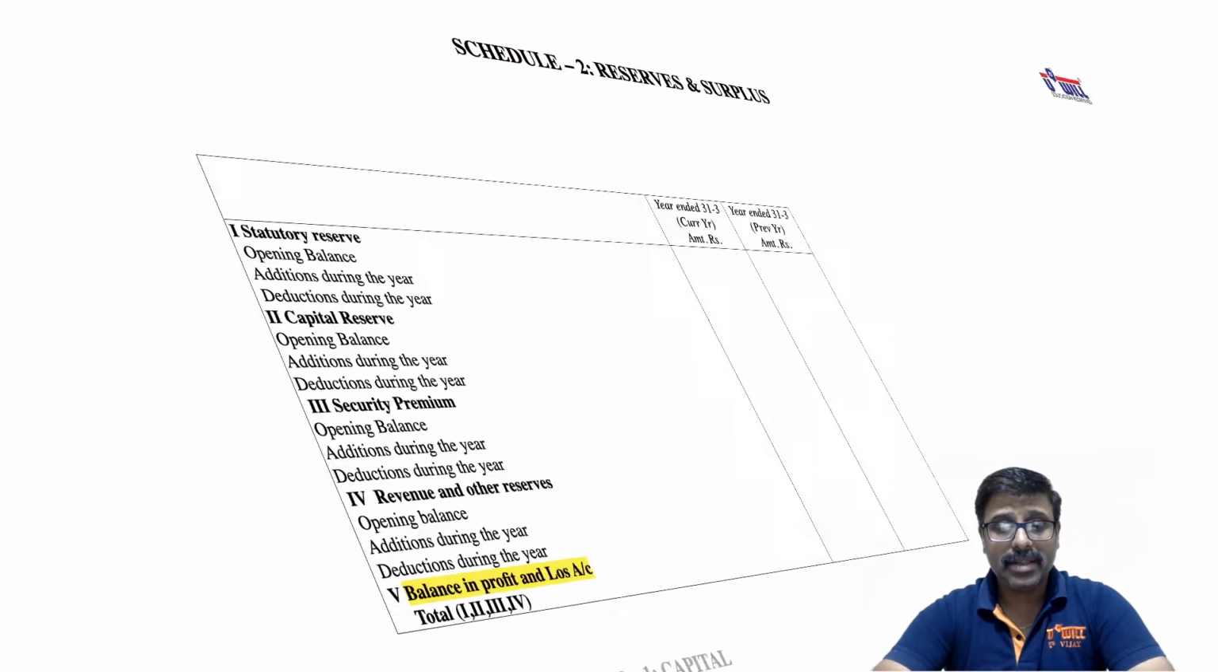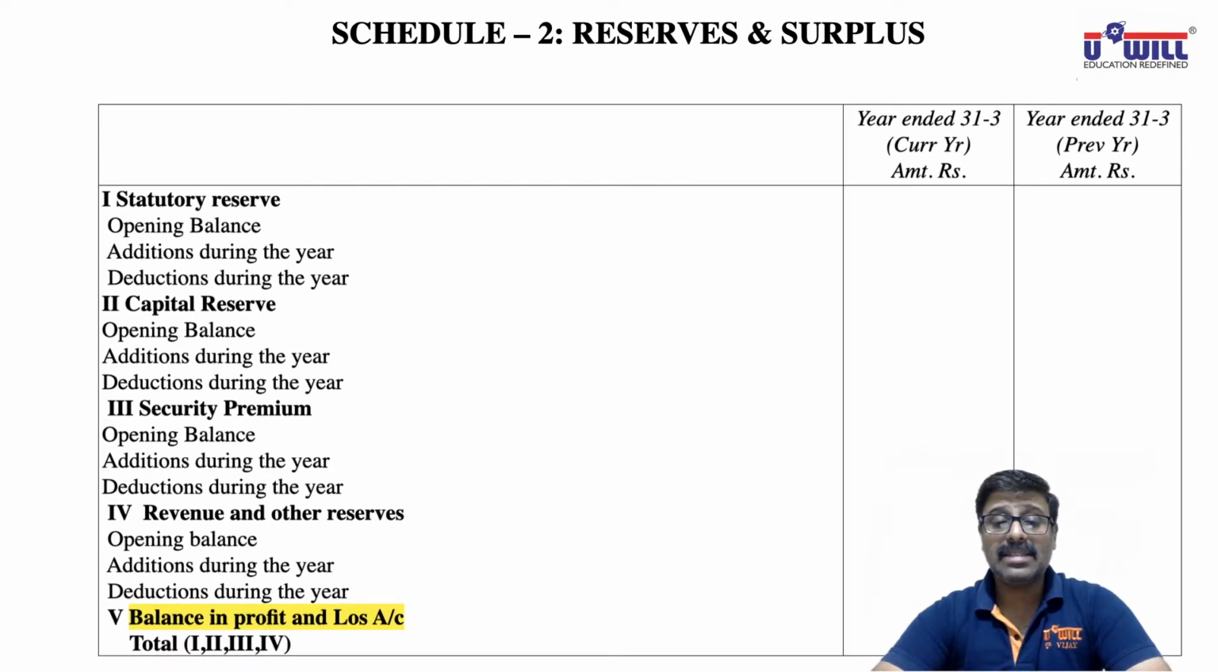Going further, you can see in your study materials schedule 2, reserves and surplus. Statutory reserve: we studied that 25% of the balance of profit we transfer to statutory reserve. Then we will have capital reserves, security premium, revenue and other reserves, and this balance in profit and loss account, mark it important. That is the last item in the P&L statement where we have written balance carried forward to balance sheet. That will come in reserves and surplus.